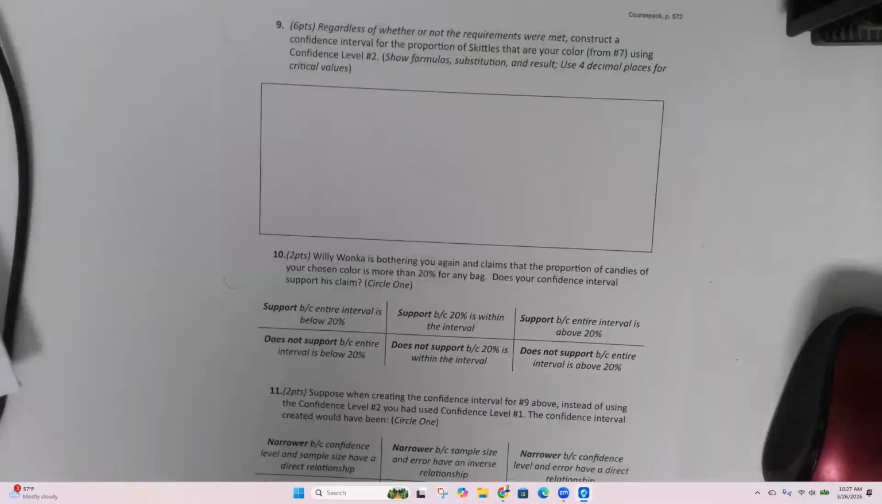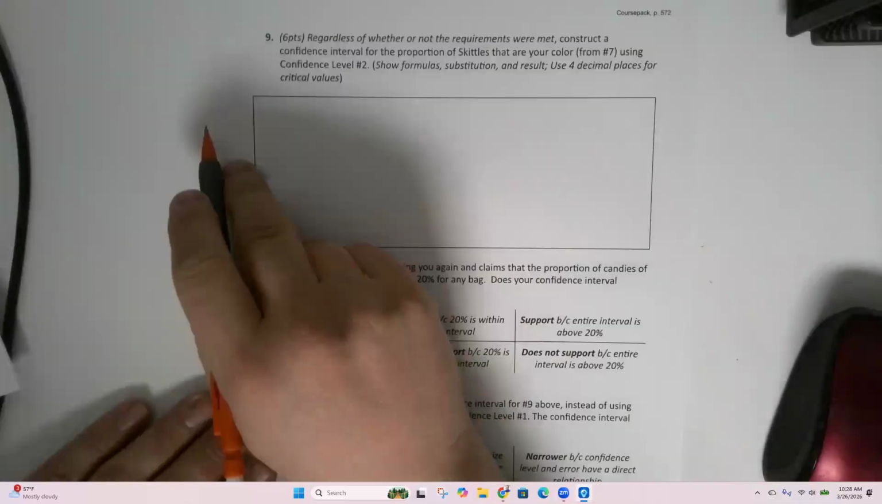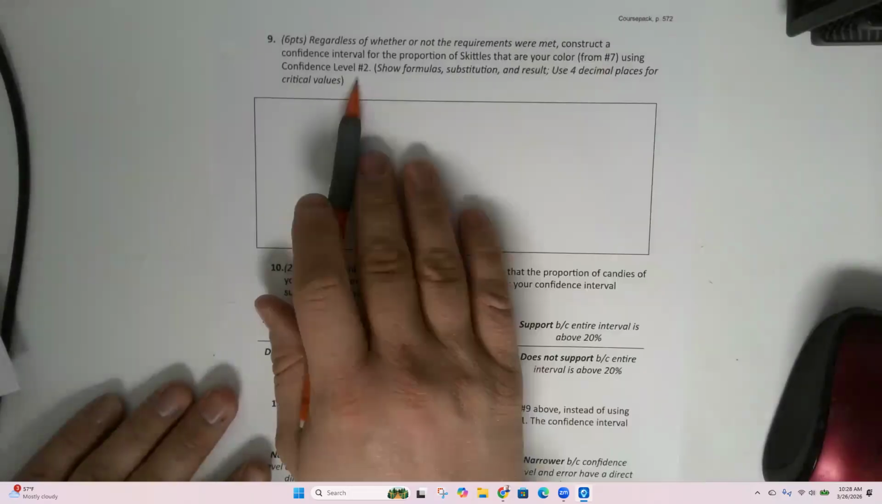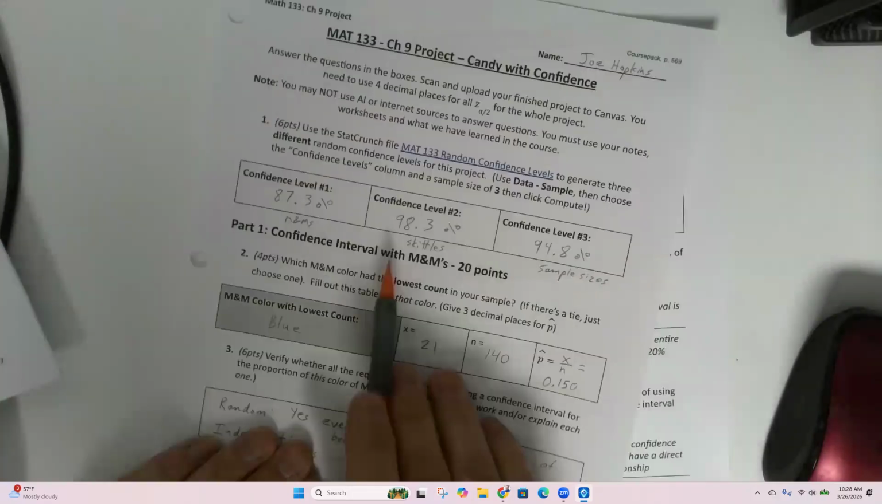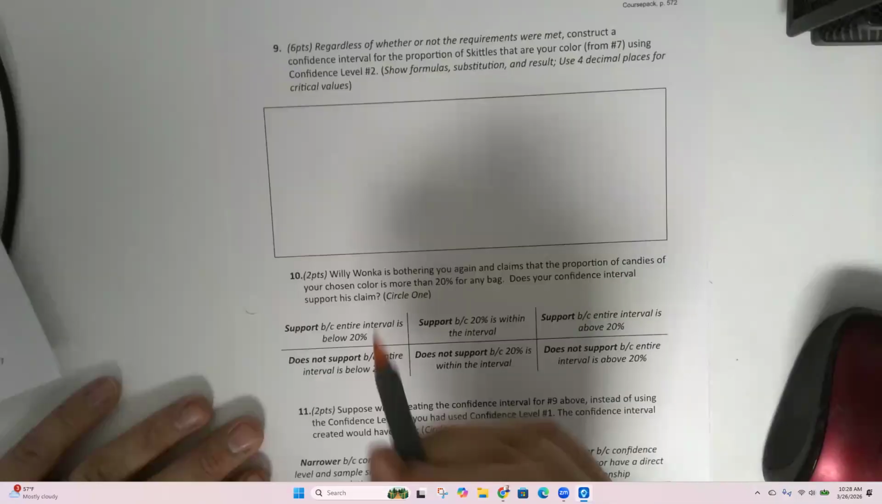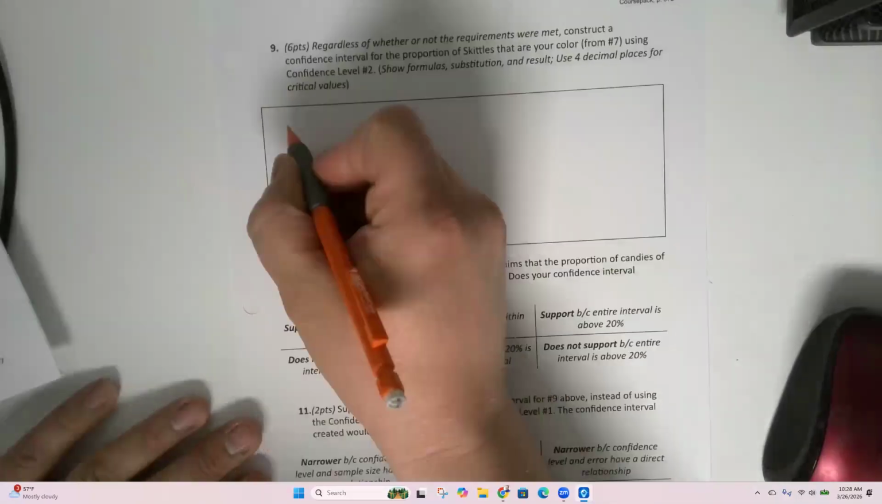Regardless of whether you got 3 S's, construct a confidence interval for the proportion of Skittles from your color from number 7. Mine was green, using confidence level number 2. So now I'm going to be switching to 98.3. That is my confidence level. Yours will be different, probably higher, probably lower.